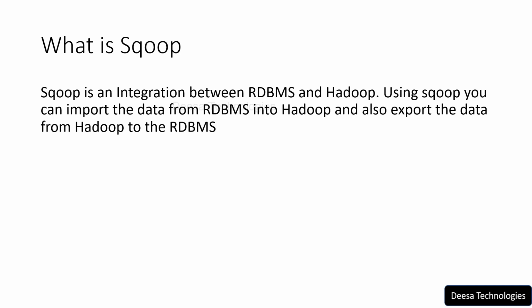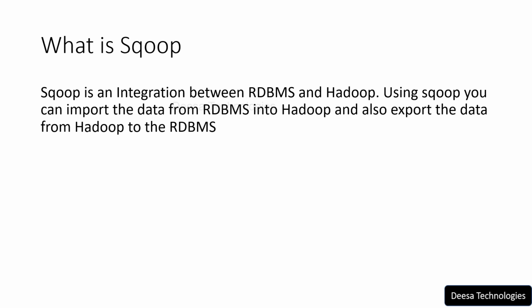Sqoop is basically an integration tool connecting the RDBMS and Hadoop. So you have your traditional RDBMS like Oracle, you have MySQL. What Sqoop does is it can connect to Oracle or MySQL or any RDBMS, and it can import the data from there and put it into the HDFS. So using Sqoop, you can import that data. Now the reverse is also possible. Sqoop can also export the data from your Hadoop system into the relational databases.